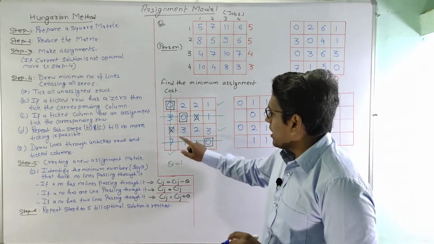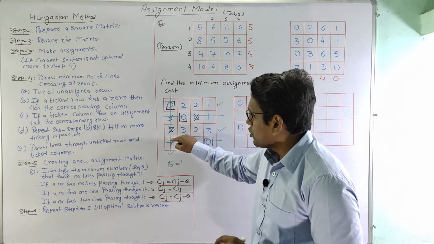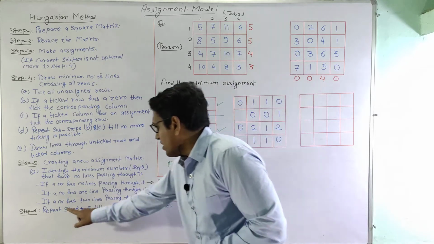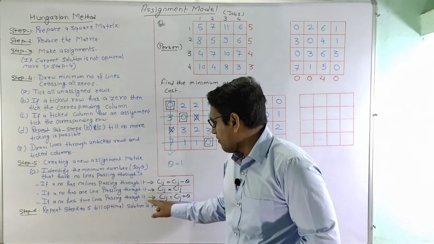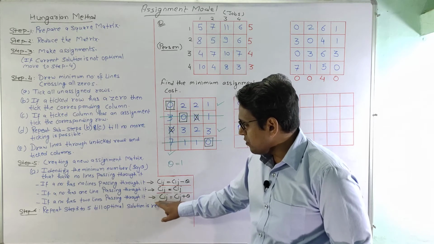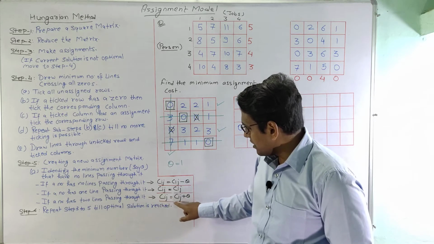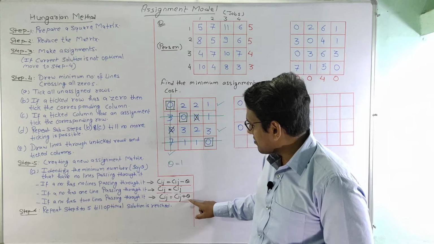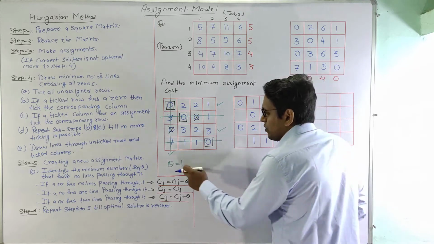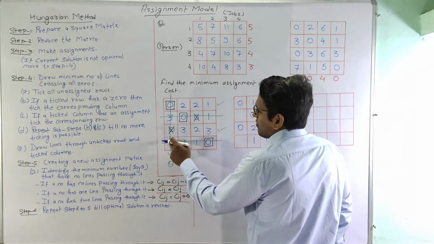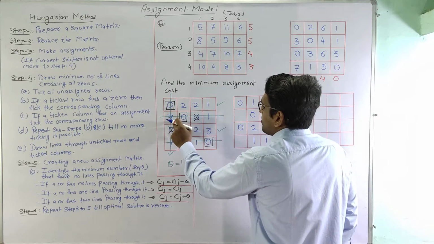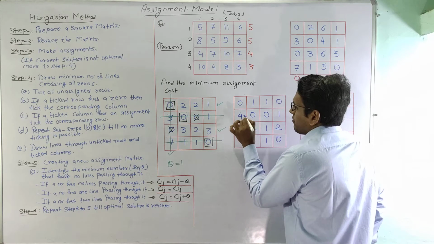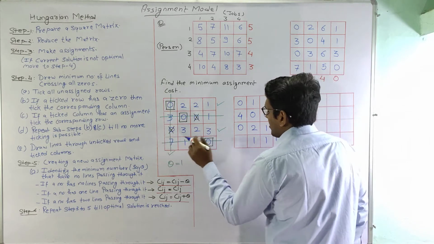Now there are 2 cells in which 2 lines are passing. So if a number has 2 lines passing through it, for that the new Cij will be equal to the old Cij plus theta. That means we are going to add this value where we are having 2 lines passing through any cell. So this is 3. 3 plus 1 is 4. So this will become 4. Similarly this is 7. 7 plus 1 is 8.